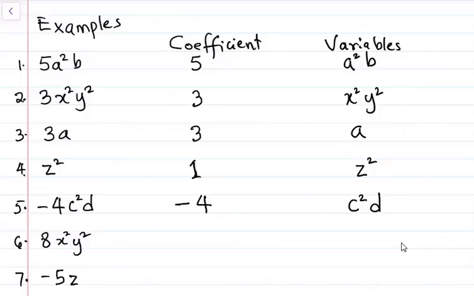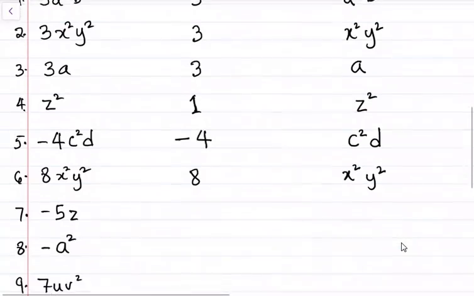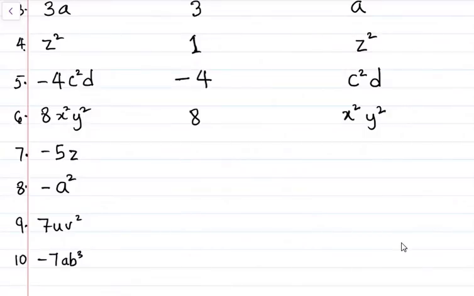And the coefficient for number 6 will be 8, and we have x squared y squared. And number 7, we have minus 5 as the coefficient and z as the variable. In number 8, we know the variable will be a squared. What will be the coefficient? The coefficient will be minus 1.